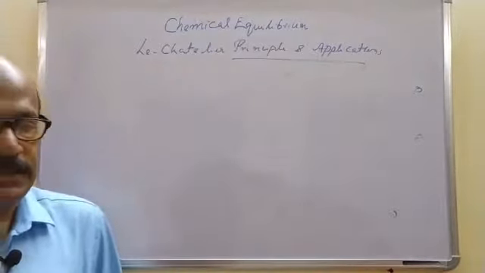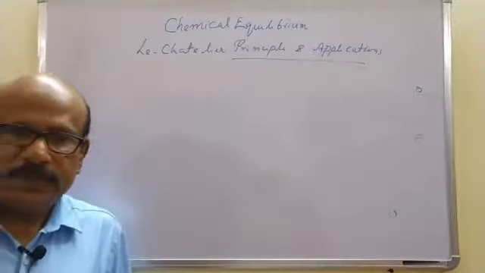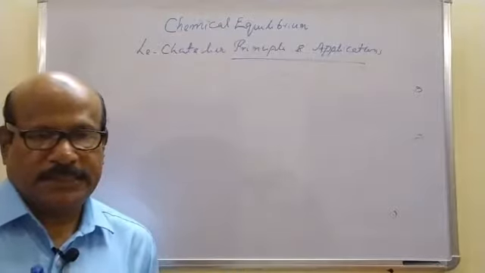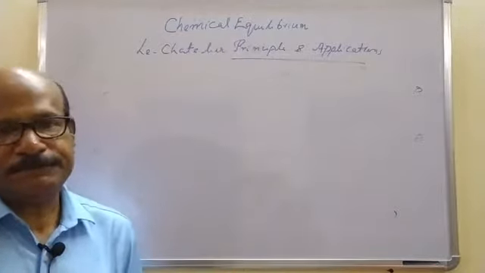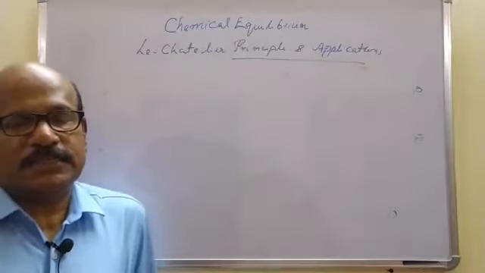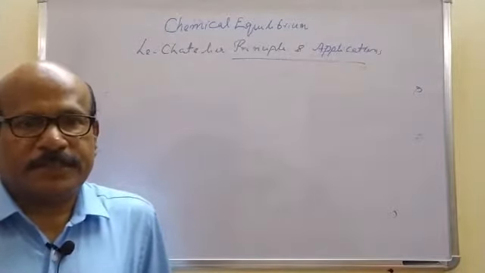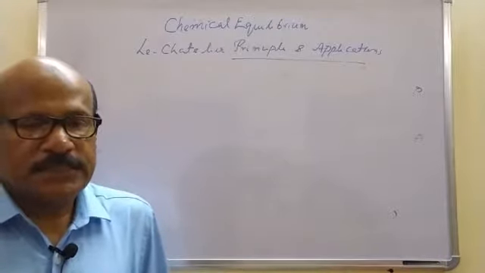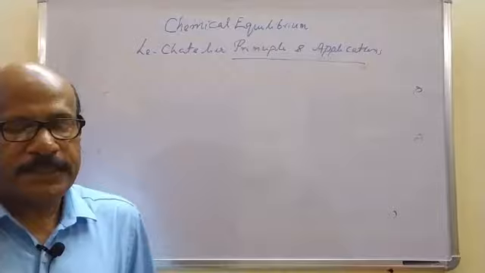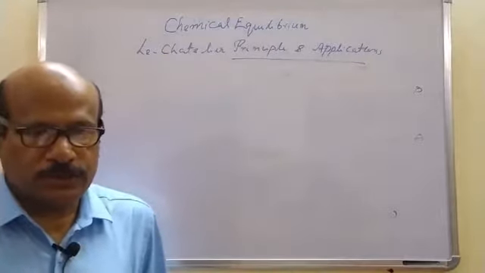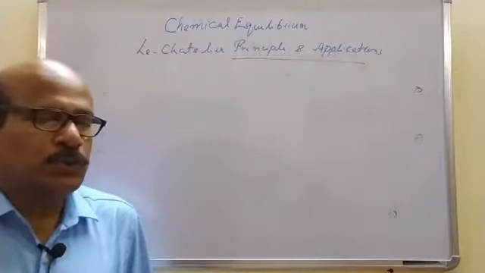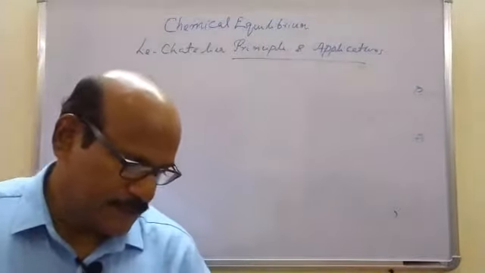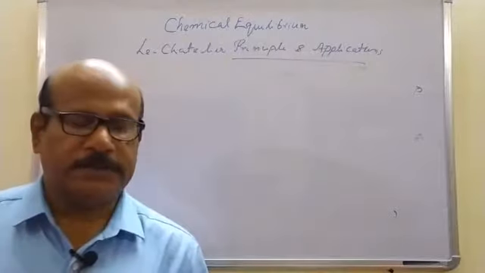That is the statement. If a system in equilibrium is subjected to a disturbance by changing any of the factors such as temperature, pressure or concentration, then the system will readjust or shift the equilibrium in such a direction so as to annul or undo the effect of the change. Let us see this in terms of a suitable example.